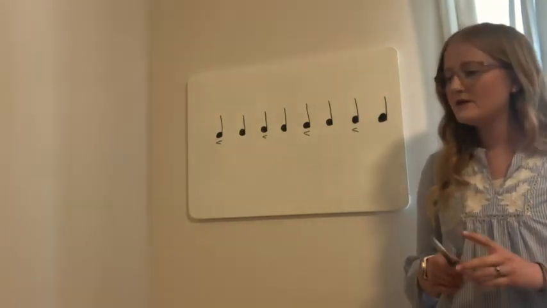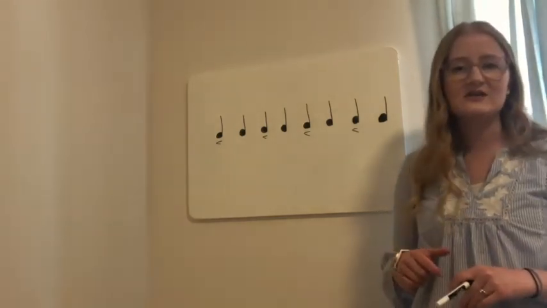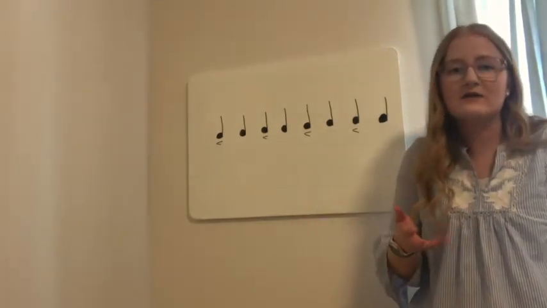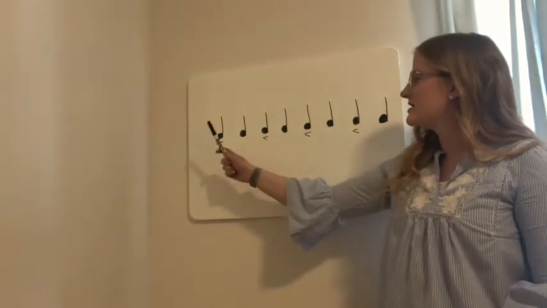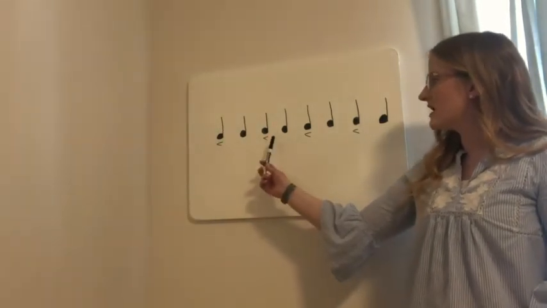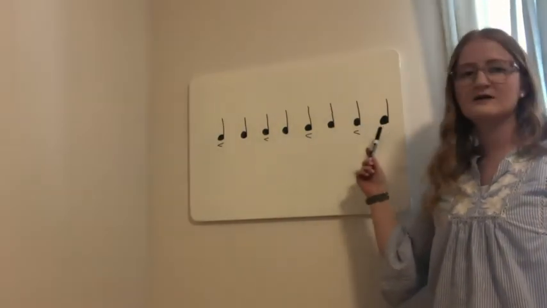So I'm going to point this time. When we say the tas, the ones with the accents underneath, we're going to go ta, ta, ta, ta. So we're going to say them a little bit louder or emphasize them, okay? So let's try that together. Here we go. Ta, ta, ta, ta, ta, ta, ta, ta.